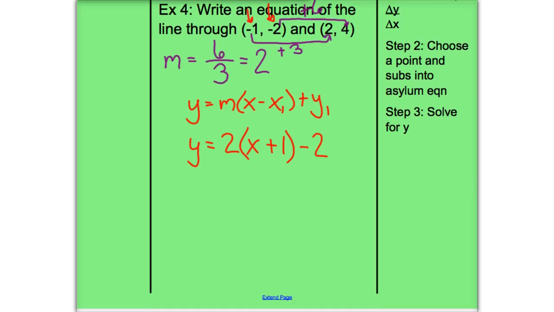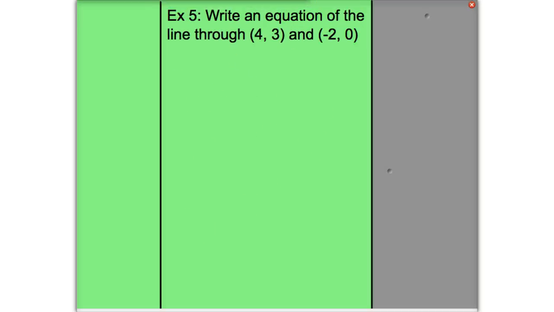So distributing the 2, we get 2x plus 2. The -2 stays on the end. Remember, we don't distribute to the value outside the parentheses. And then we combine our like terms. The +2 minus 2 gives us a 0. So we have the equation y equals 2x. Let's take a look at one more of those.